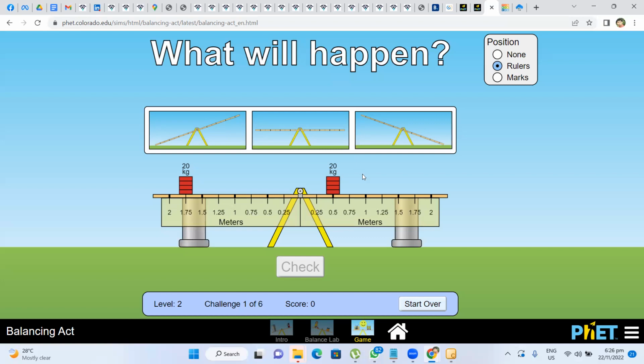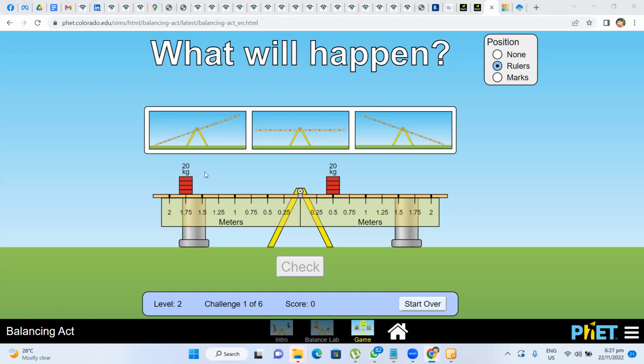So both sides have the same weight. But this weight is away from the center, 1.75 meters away from the center. And the second weight is 0.5 meters away. So what will happen? Yes, Netuka is saying number one will happen. That means this side will go down. So what about the others?